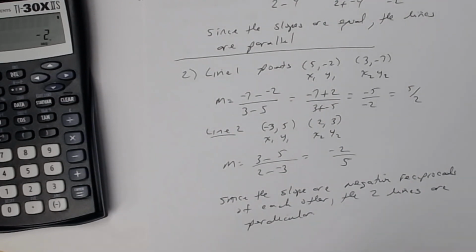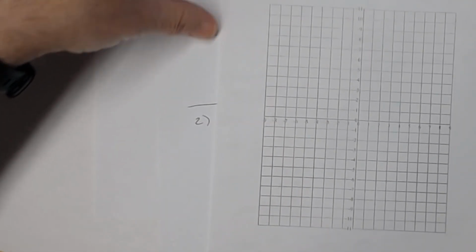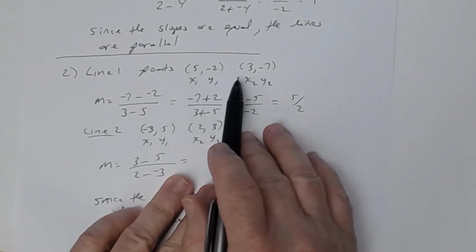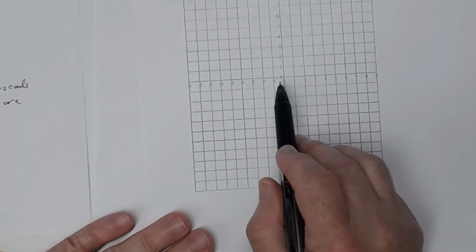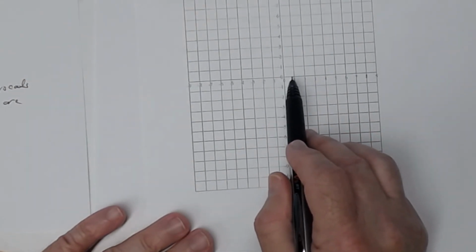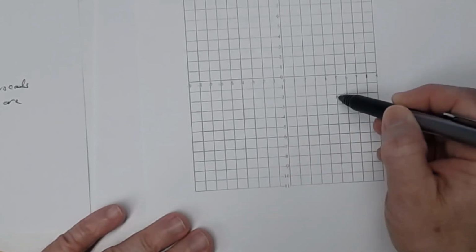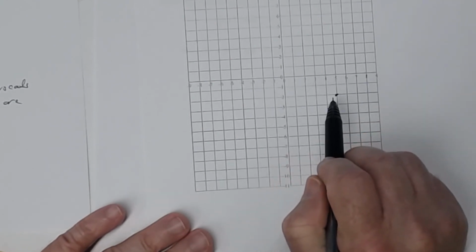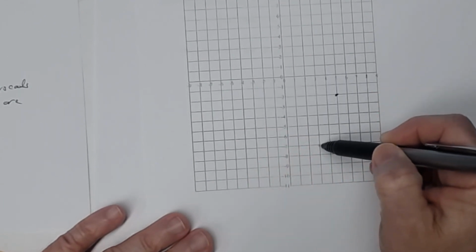All right, so for number 2, what I want to do is actually draw those lines, and just to kind of show you what perpendicular lines look like, or remind you what they look like. So line 1 contains these 2 points, 5, negative 2. To plot the point 5, negative 2, I'm going to go from the origin to the right 5, and then y is negative 2, so I'm going to go down 2. All right, so there's the point 5, negative 2. The other point is 3, negative 7. So 3, negative 7 right here. So there's the other point.